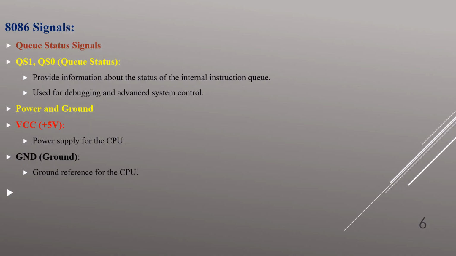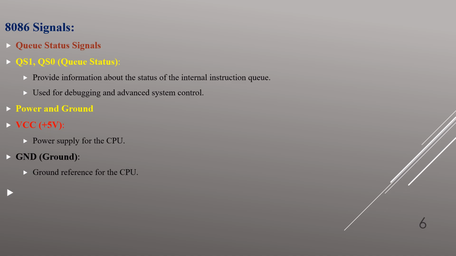And what is the bus cycle status? This signal indicates the type of bus cycle being performed: memory read, memory write or input output operation. They are decoded by external circuitry to generate appropriate control signals for memory and input output devices, facilitating the correct operation of data transfer.